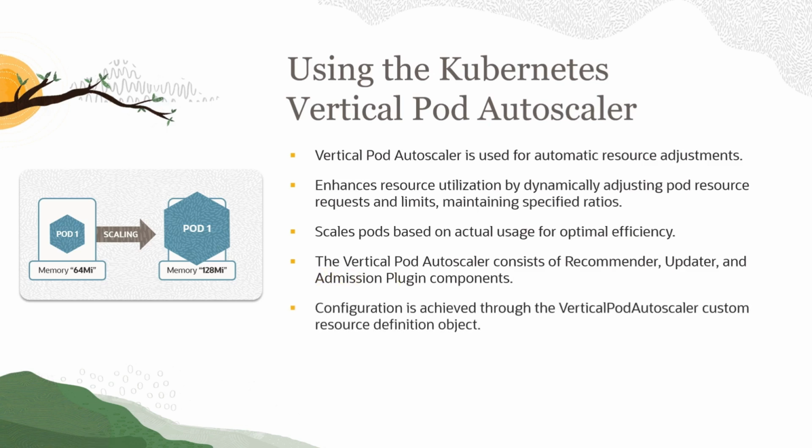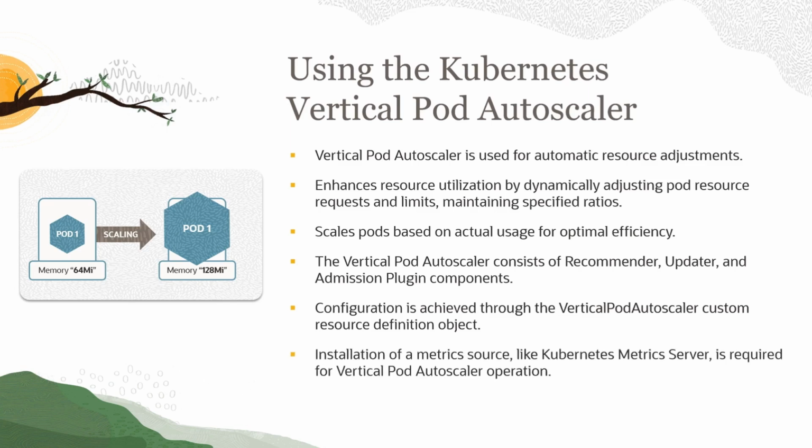To configure the vertical pod autoscaler, you'll use the vertical pod autoscaler custom resource definition object. This enables you to specify the pods for vertical autoscaling and define resource recommendations as needed. It's important to note that the vertical pod autoscaler requires the installation of a metric source in the cluster, such as the Kubernetes metric server, to function properly. This dependency ensures accurate monitoring and adjustment of resources.